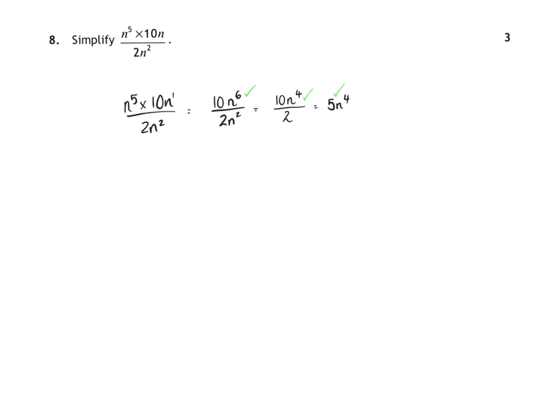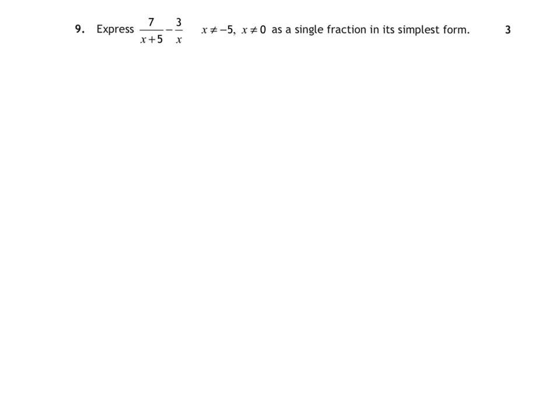On to question 9. Okay, so question 9, we have to express 7 over x plus 5, take away 3 over x as a single fraction in its simplest form. Right, so where we're going to start is when we're adding or subtracting any fraction, doesn't matter whether it's an algebraic fraction or a normal fraction, we need to have a common denominator. So that's where we need to start. So for this one, the way to get our common denominator is to multiply the two denominators together.